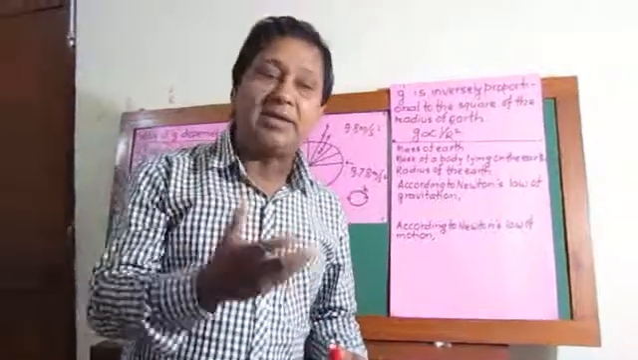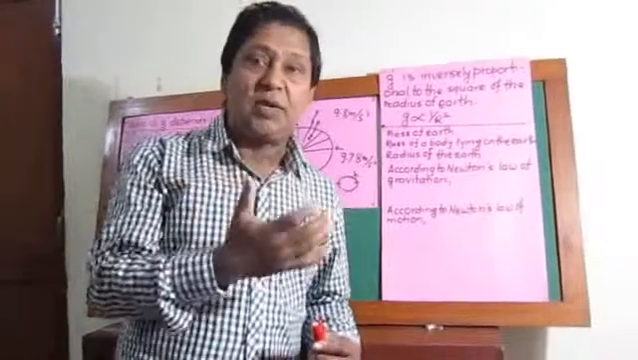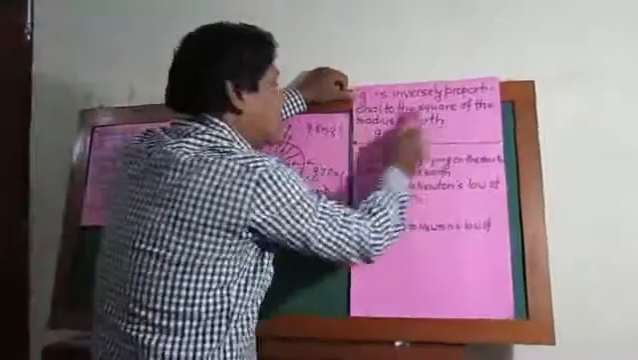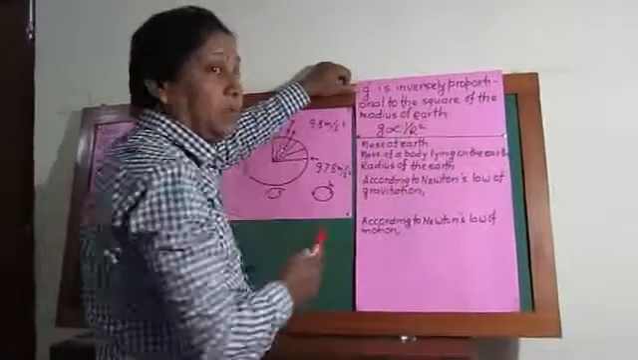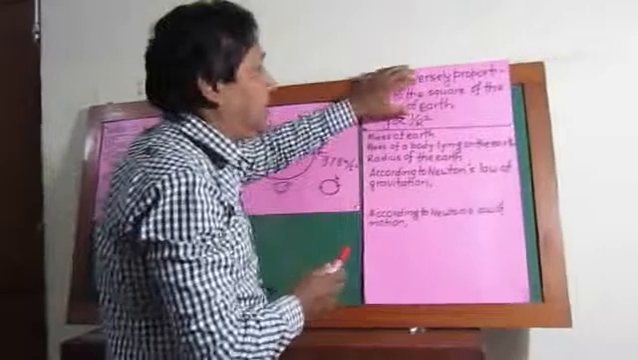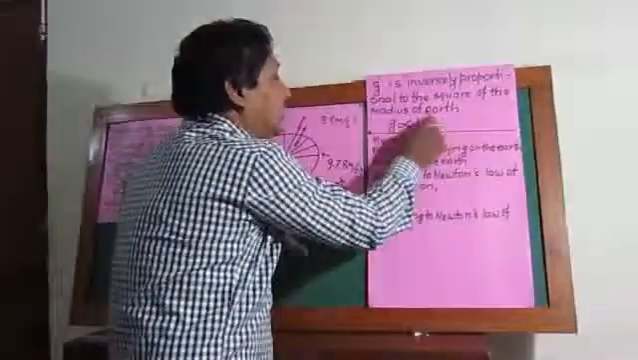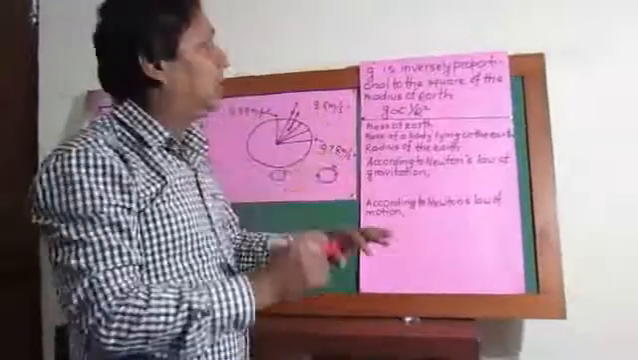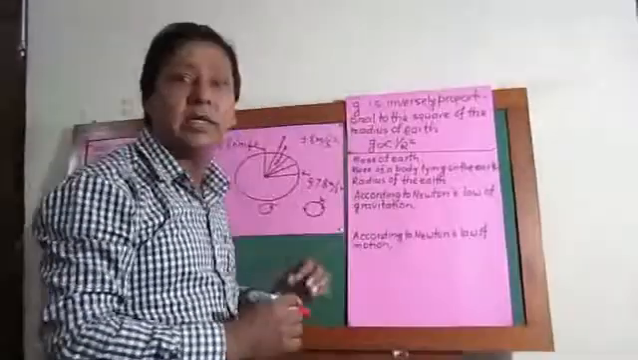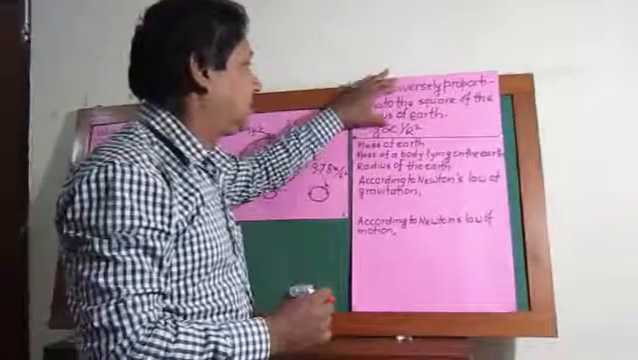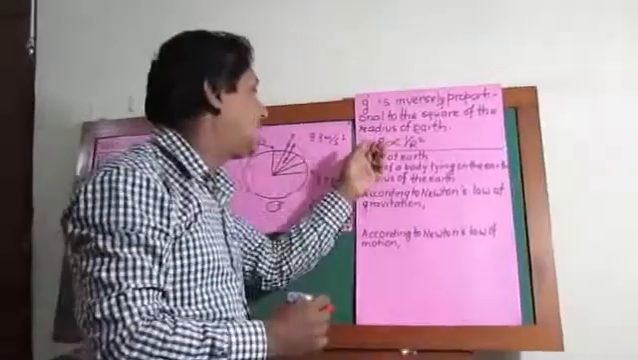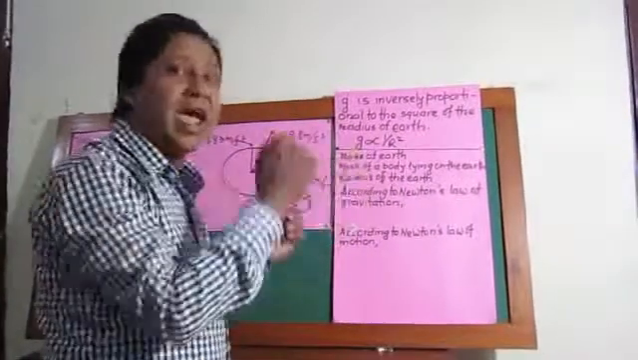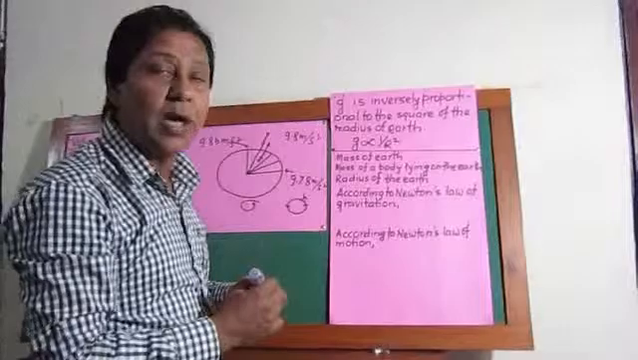What is found practically by observation, by different experiments? The value of g is inversely proportional to the square of the radius of the earth. This statement is true. Mathematically we can write g is inversely proportional to the square of the radius of the earth. But how can we prove this mathematical relation? We can prove it with the help of a mathematical derivation. Now I am going to derive that g is inversely proportional to R square.